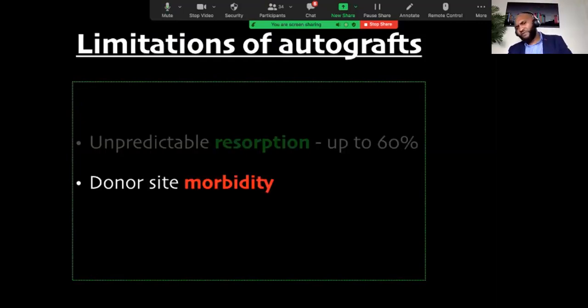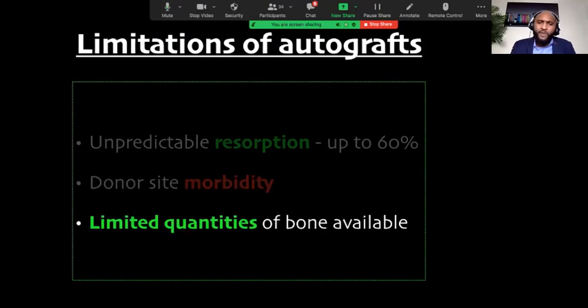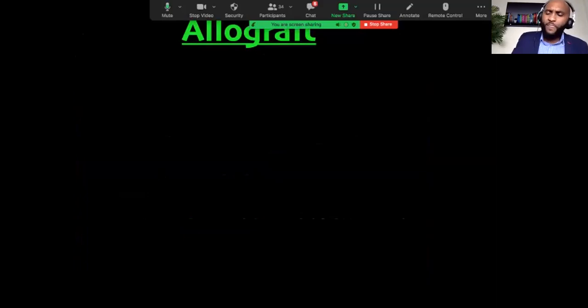Unfortunately, when you harvest bone, there is a donor site and a recipient site, and the donor site can really create some morbidity to the patient. The other big disadvantage is that you never really get enough, again, depending on the size of a defect that you have. So with that, it means that sometimes you may want to look for other substitute materials, if not the patient's own bone. And therefore, we look at allografts.